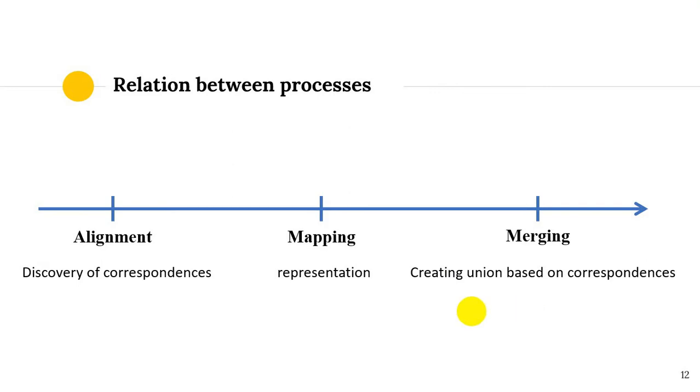So, to summarize, ontology mapping is mostly concerned with the representation of correspondences between ontologies. Ontology alignment is concerned with the discovery of these correspondences, and ontology merging is concerned with creating the union of ontologies based on the correspondences between them.